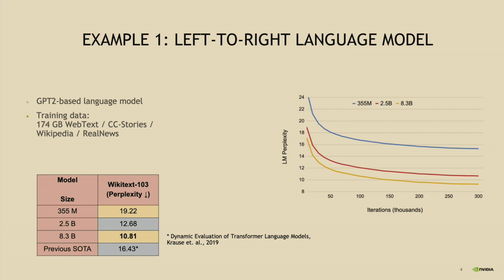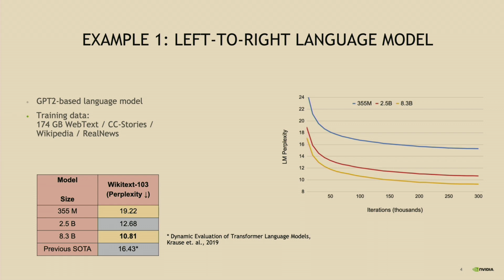The model is a GPT-2 based language model trained on 174 gigabytes of text from Reddit, Common Crawl stories, some news, and Wikipedia. On the right, I am showing the language model perplexity, which is a measure of how well the model can predict the next word given the context. We see a monotonic decrease in perplexity as the model size increases. On the left, in the table, we look at zero-shot perplexity on a dataset that the model has not seen. Again, we observe the same trend, that perplexity goes down as the size increases and establishes a new SOTA.